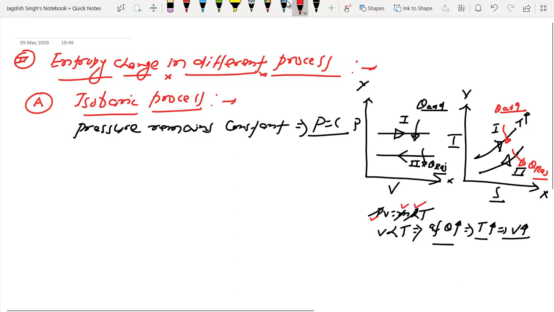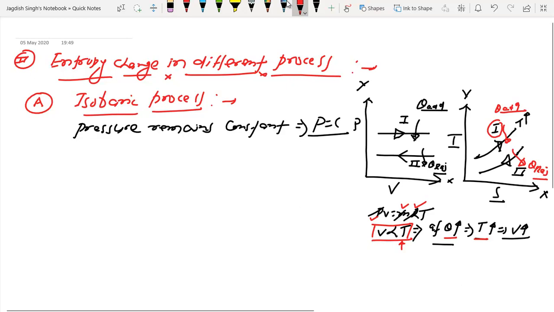So simple. Since the process is isobaric, the pressure is constant, mass is constant, gas constant is constant. That means volume is proportional to temperature. Whenever heat is added, the temperature increases. On the TS plot, in curve 1, since the direction is upward, the temperature increases. That's why curve 1 represents heat addition and curve 2 represents heat rejection.